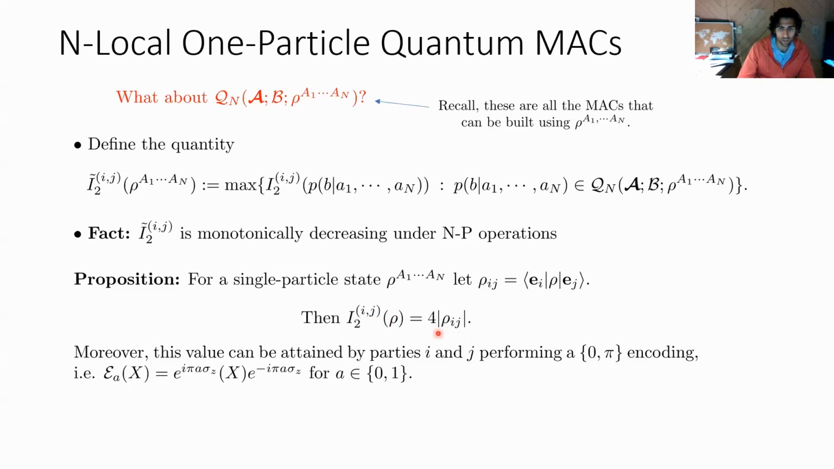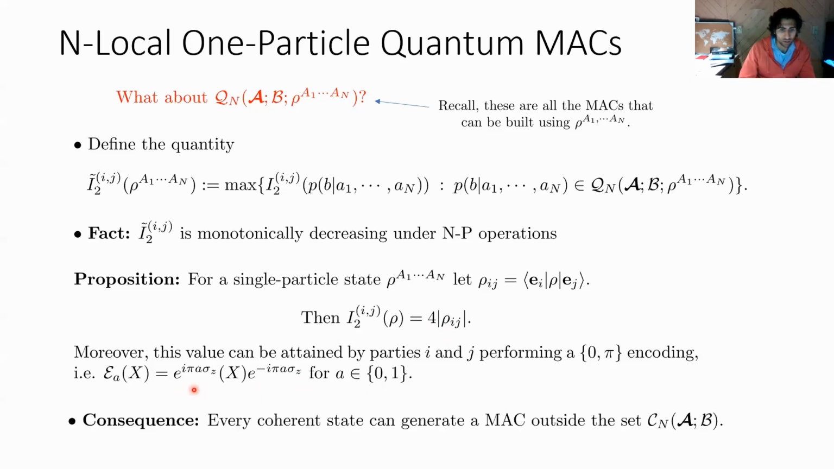Okay, and in fact, you can achieve this. So this I2 value can be achieved using this particular encoding strategy here. So the take-home message is that every coherent state can generate a multiple axis channel outside this classical set here. And it's nice, I think one thing that was kind of pleasant to see is that it gives this L1 coherence kind of an operational meaning, which there's other examples known where you have a similar interpretation of that L1 coherence. Here's just another form of it.